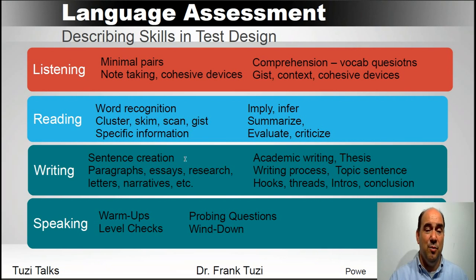Writing assessment, you can do things like sentence creation, the development of paragraphs or essays or research paper. You can go through the modes. You can do letter writing, writing a narrative essay, a story, writing an academic paper, writing a thesis, the writing process. Topic sentences, hooks, threads, intros, conclusions, all elements that can be the foundation for assessment items, depending on where your students are, depending on their levels.